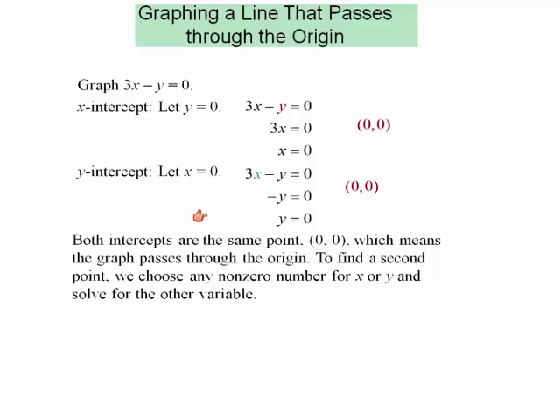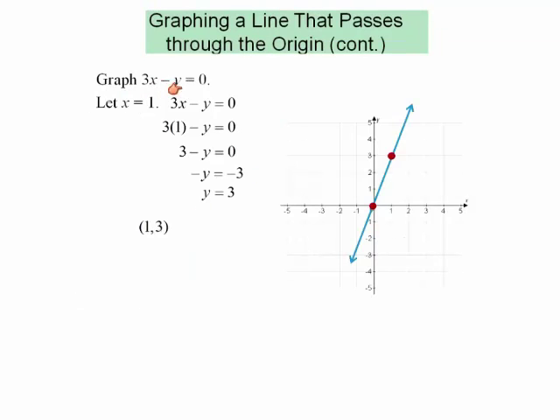So in order to graph this, I need another point. Graph 3x minus y equal to 0. If I let x equal to 1 here, solve for y, you see y equal to 3. Here it is. I have another point. I can connect them together, and that would be my graph. This would be an example where my graph passes through the origin.